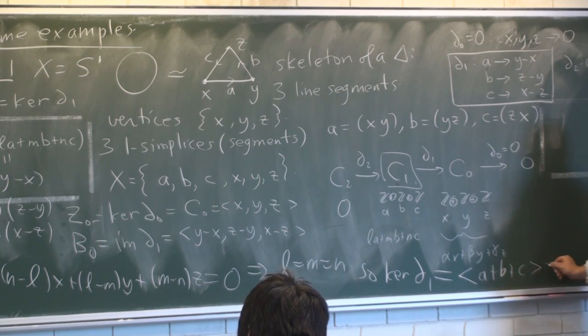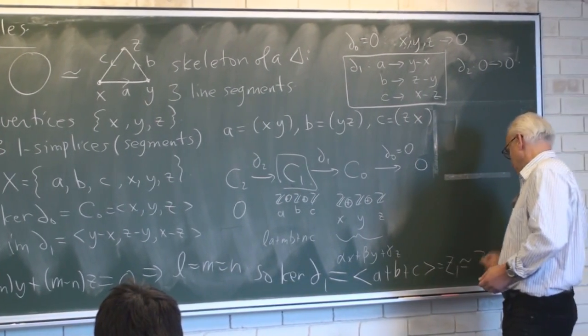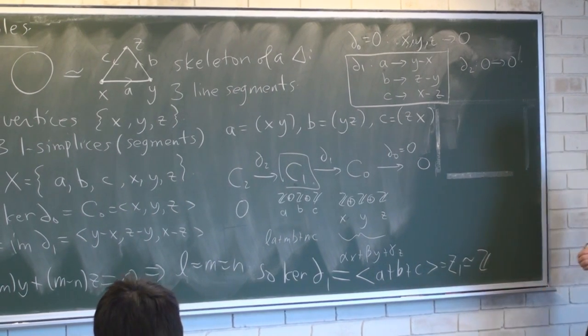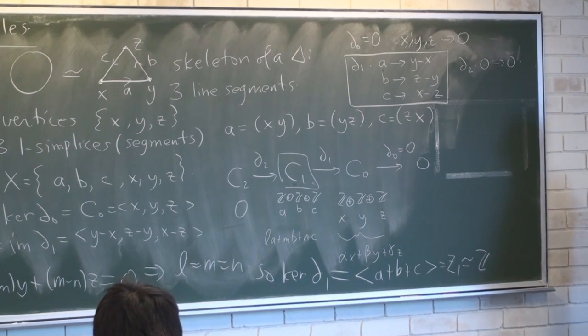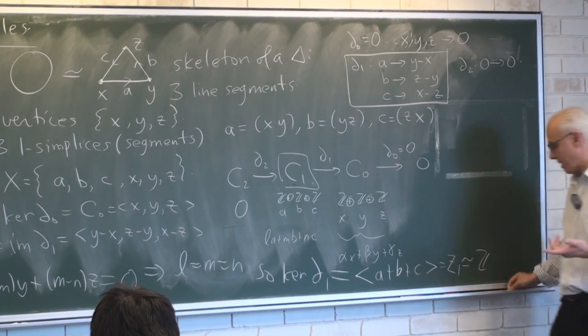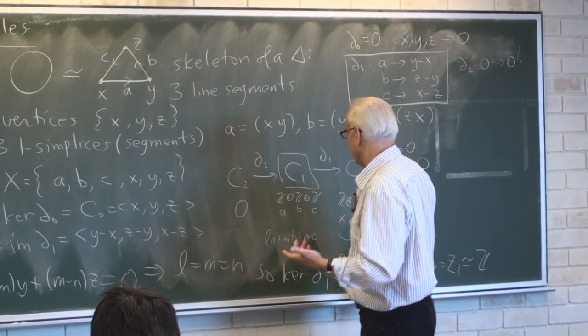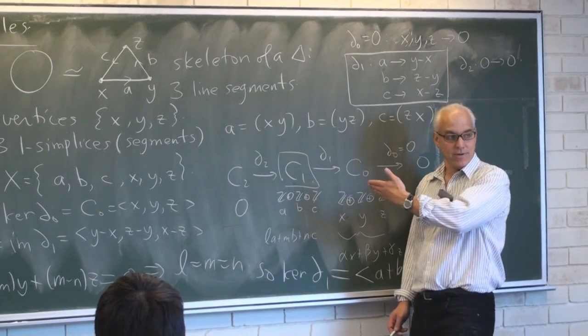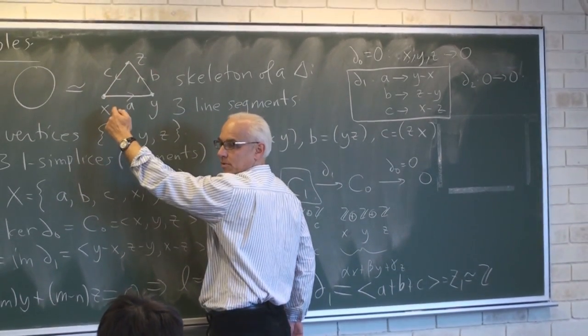So that's our space of cycles, Z1. And we see that, as a group, it's just an infinite cyclic group generated by one element, A plus B plus C. And that's geometrically obvious because we're saying that the cycles in this graph are just combinations of this loop.